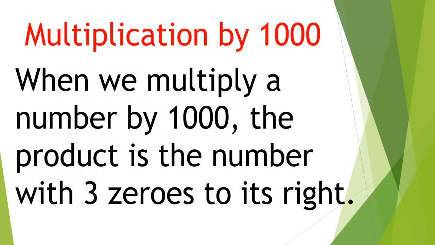Third is multiplication by thousands. When we have to multiply any number by 1000, the answer is the number with 3 zeros to its right. That means adding 3 zeros with the number.